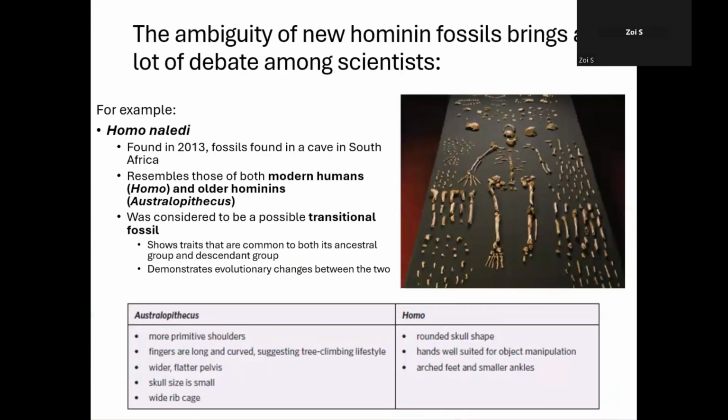And one of the examples of that is Homo naledi, the lady, however you want to pronounce it, this is not a pronunciation class. So this is a fossil that was found in 2013 in a cave in South Africa. And one thing we realized is that it resembles both modern humans and also older hominins, which are your Australopithecus. So we thought possibly this could be a transitional fossil.